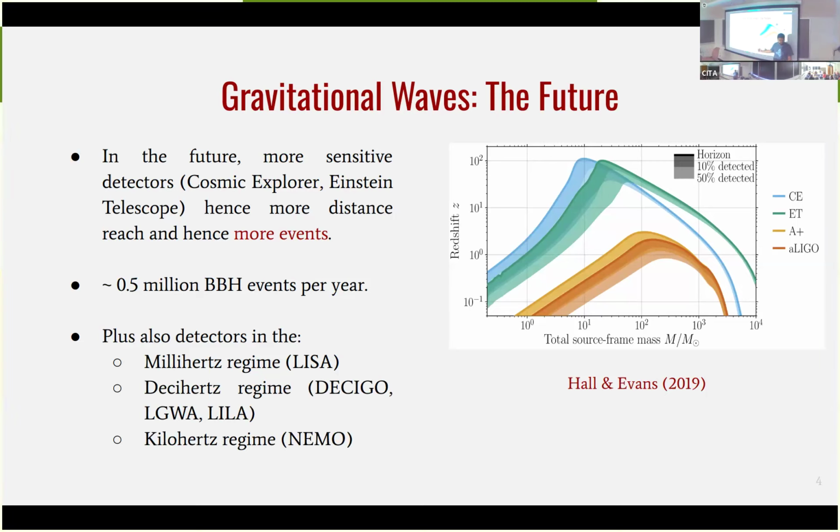Now, the kilohertz detectors especially will be sensitive to the post-merger regime of binary neutron stars, which is a really exciting prospect, and it will allow us to probe things like the hot equation of state. But again, all these things are still in the planning stages, except LISA, which will fly for sure. But all the other detectors are still in their planning stages.